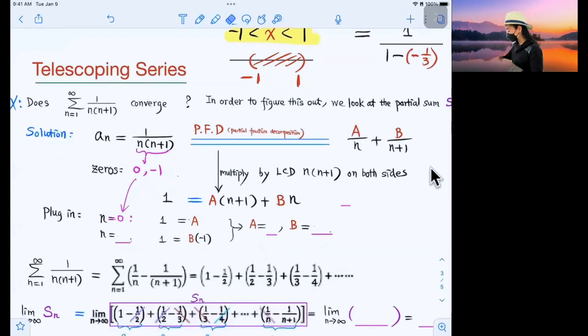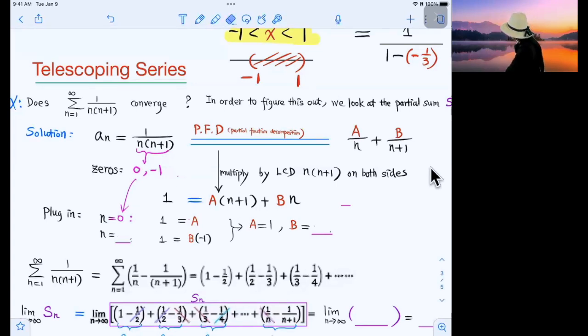n equal to 0. This one here is going to disappear because 0 times b is 0. So when n equals 0, this one here is gone. And then this one here will get 0 plus 1 times a, which is just a. So a is equal to 1.